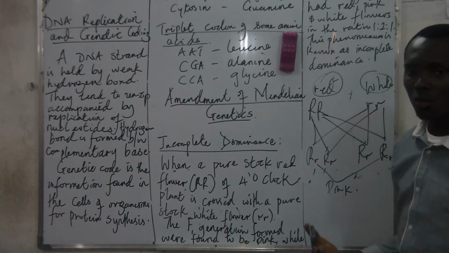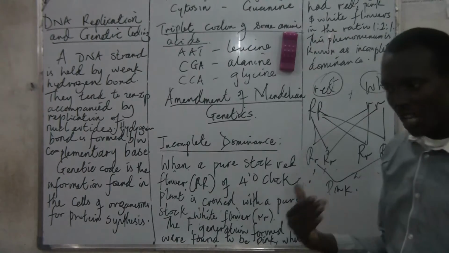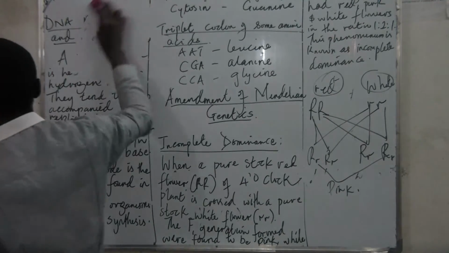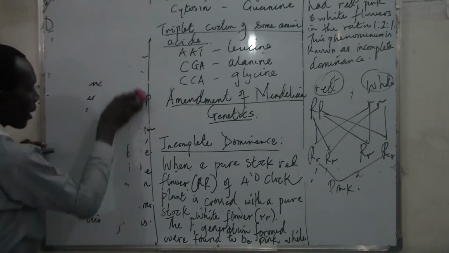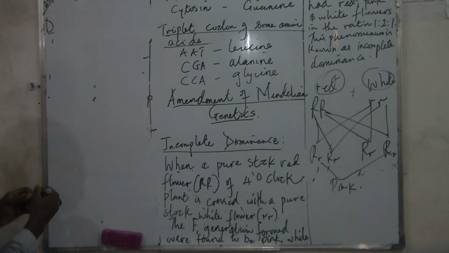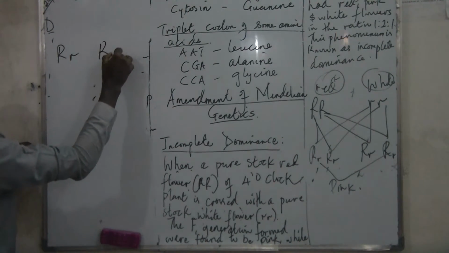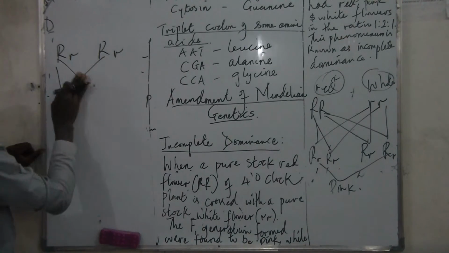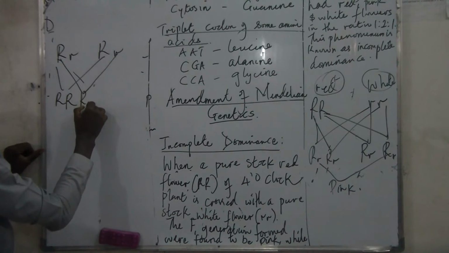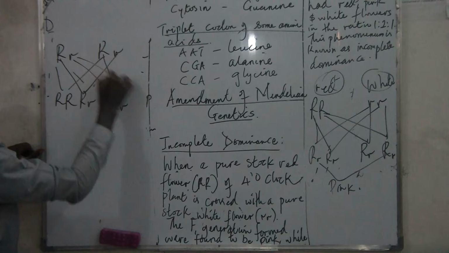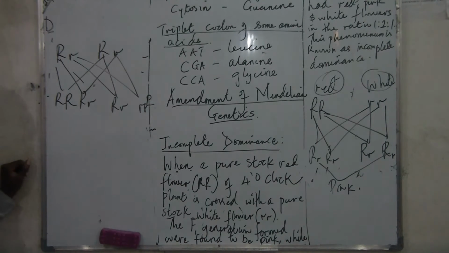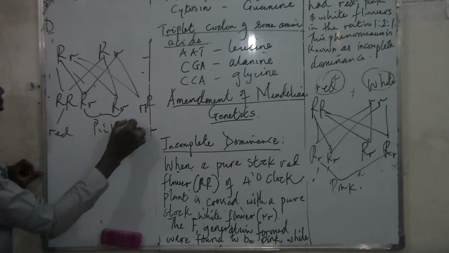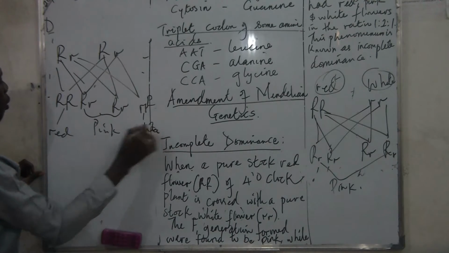So scientists went further to carry out the next generation process, which is the second filial generation. If you carry out the F2 generation by crossing two heterozygous, which is Rr and Rr, what are we going to have? We're going to have this one. Okay. So what you have here, the color that is formed, this will be what? Red, and these two will be what? Pink, and this will be what? White. And in the ratio of what? 1:2:1.